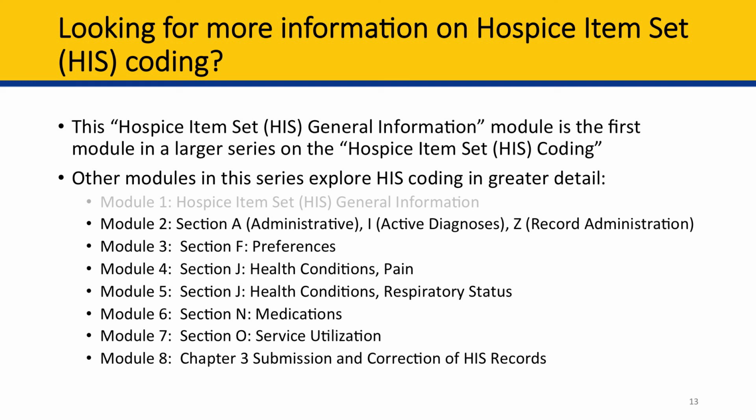This concludes the module Hospice Item Set General Information. This is the first of 8 modules in the series Hospice Item Set Coding. This module introduced learners to the HIS, including information on HIS completion and submission timing, as well as distinguishing between completion deadlines and receiving credit for the quality measures. The other modules in this training series are listed here. We encourage you to view these training modules as well to understand more about HIS coding and learn how it may help you in your hospice.